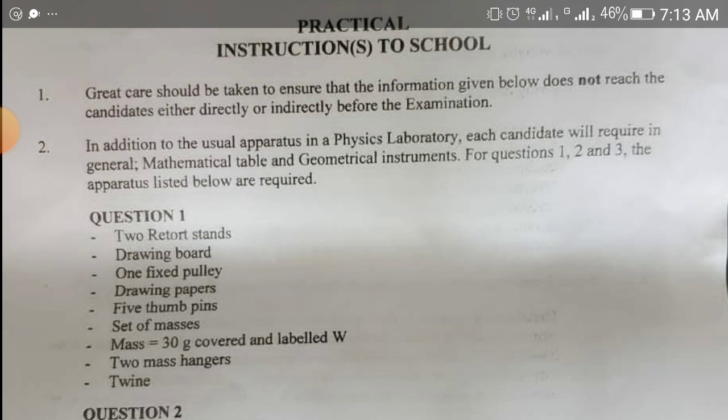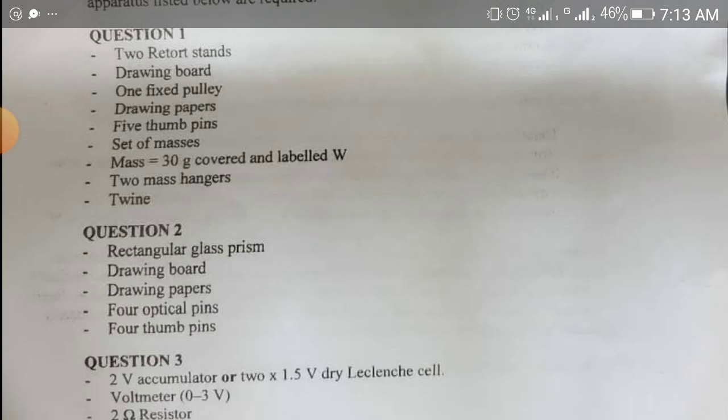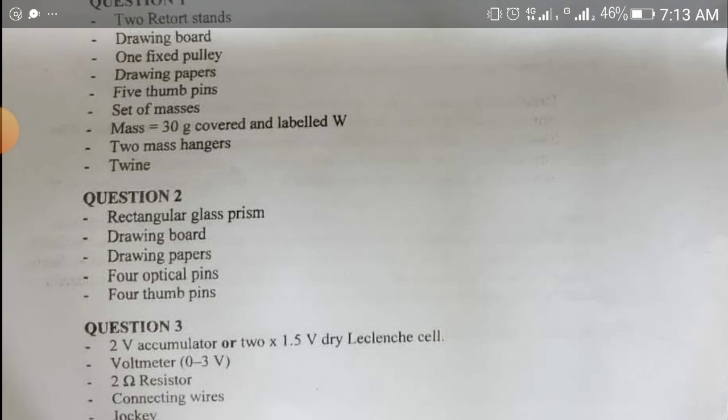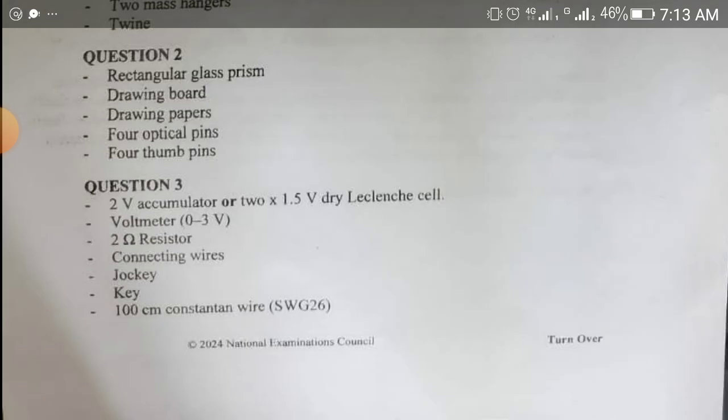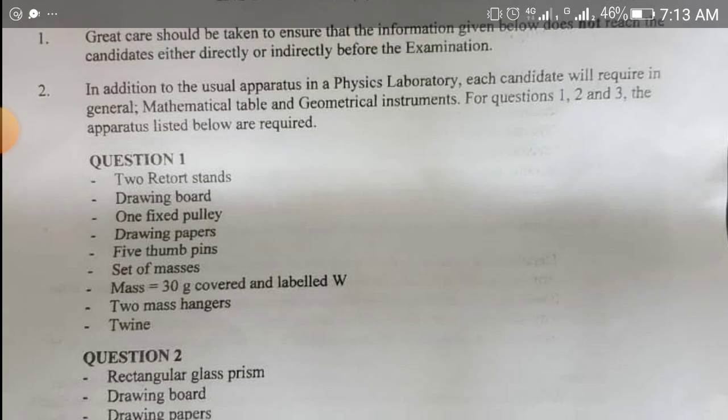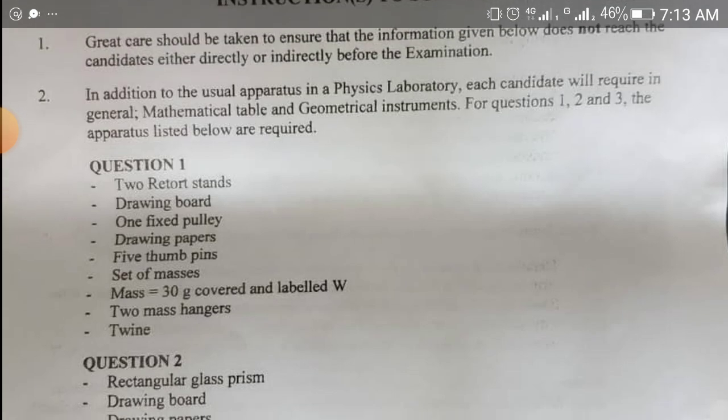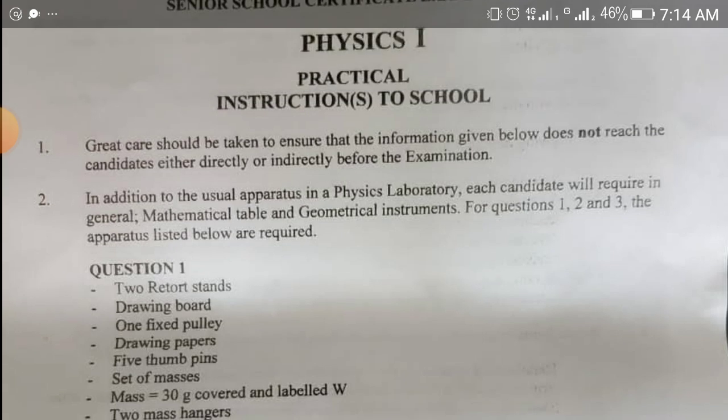Physics NECO practicals. The practical aspect is very important. You don't need just to pass the theory and the OBJ. So follow me as I guide you through what your practical will be like, so that as you prepare and read, you will know exactly what to expect inside the hall.